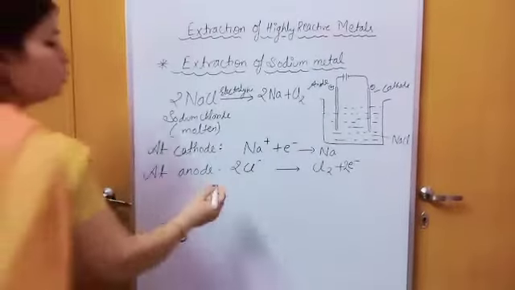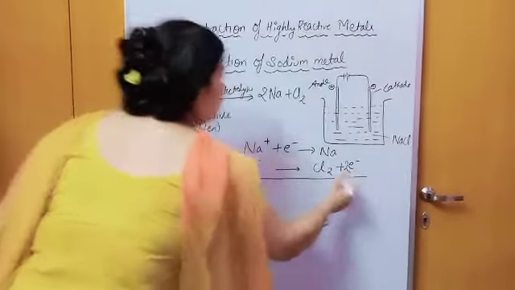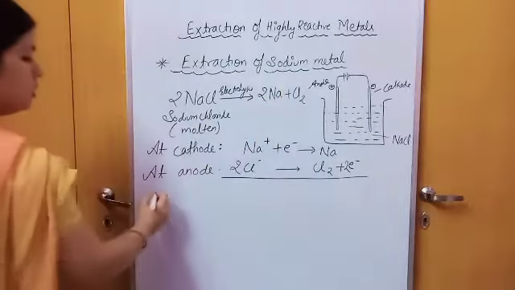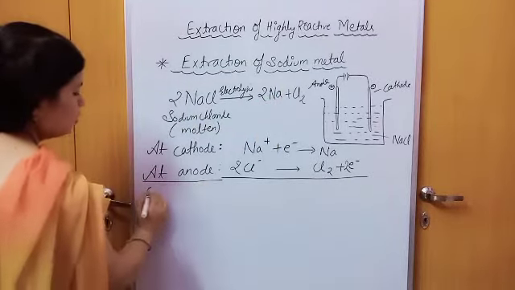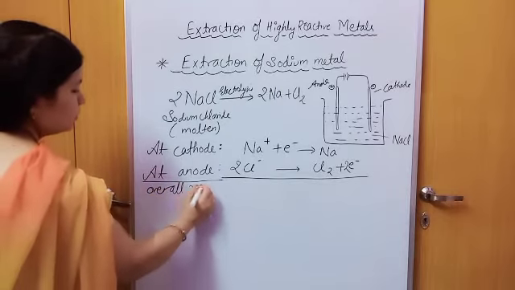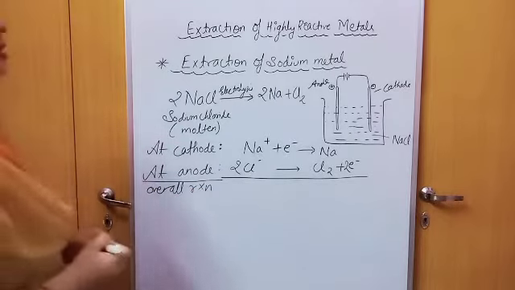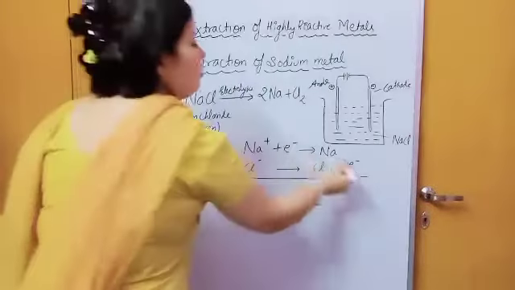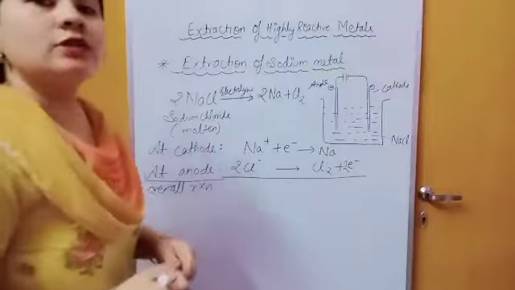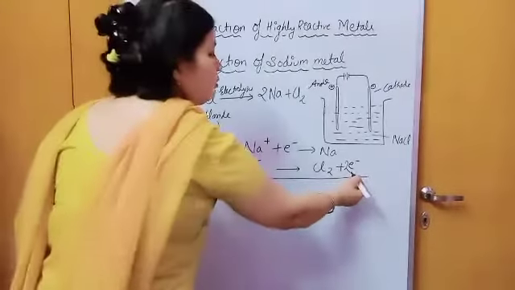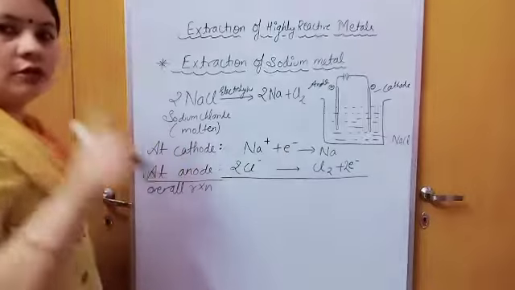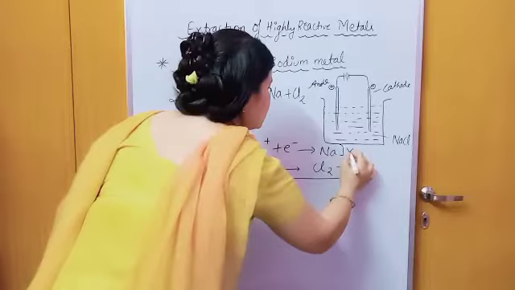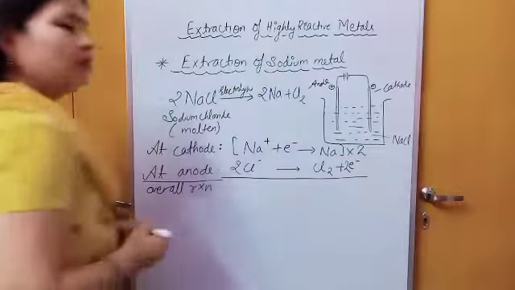Now check, when you write the overall reaction, meaning the combination of cathode and anode, you will get this overall reaction. Just see, in case of overall reaction, remember one thing, you have to balance the number of electrons, because we have to cancel the number of electrons. So here number of electron is 2, here number of electron is 1. Okay, so to balance this, simple, this whole equation is multiplied by 2.